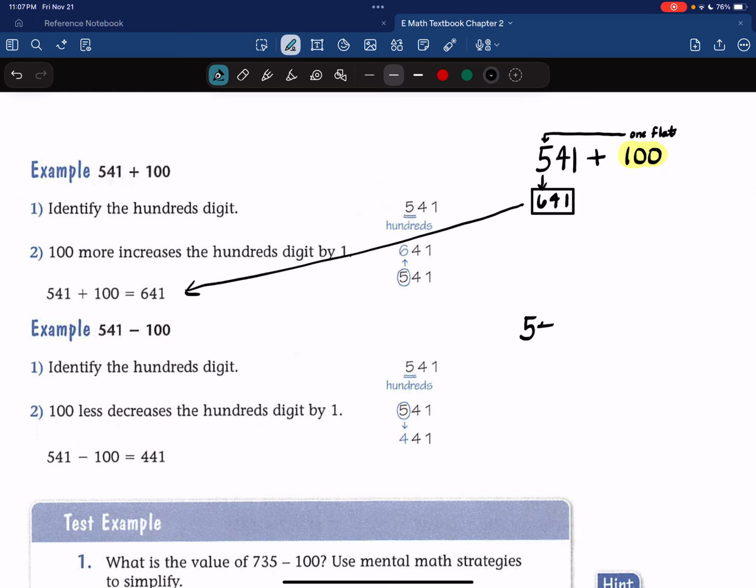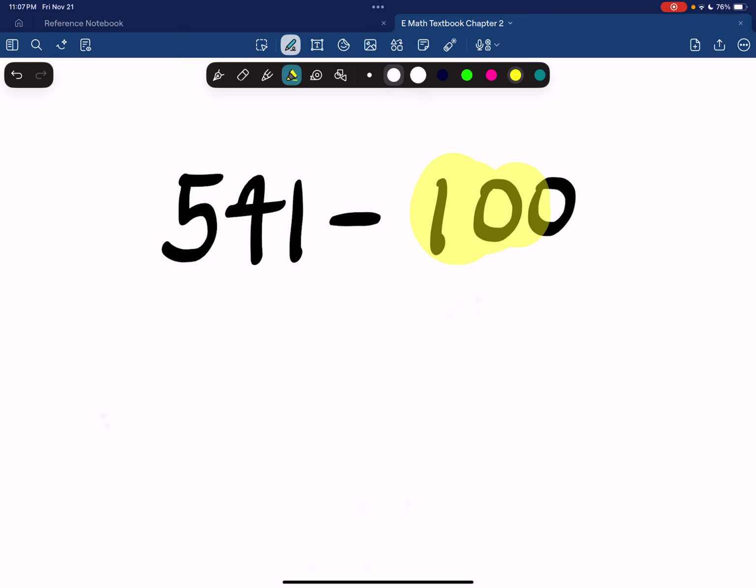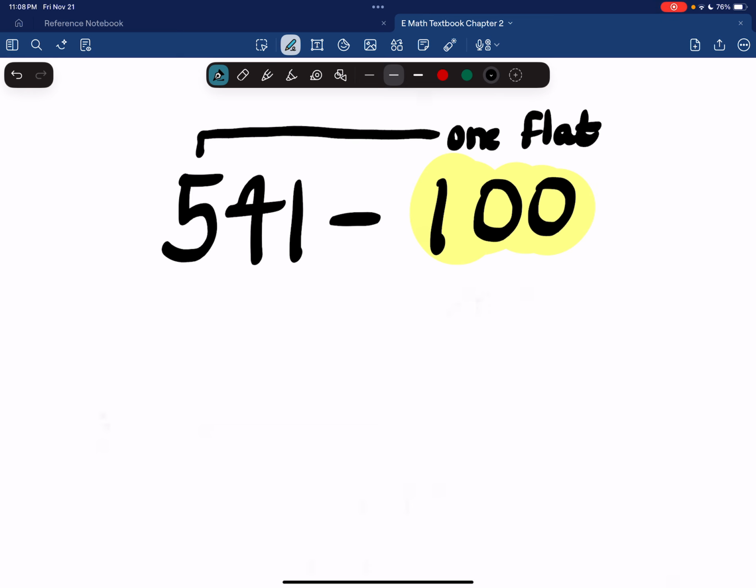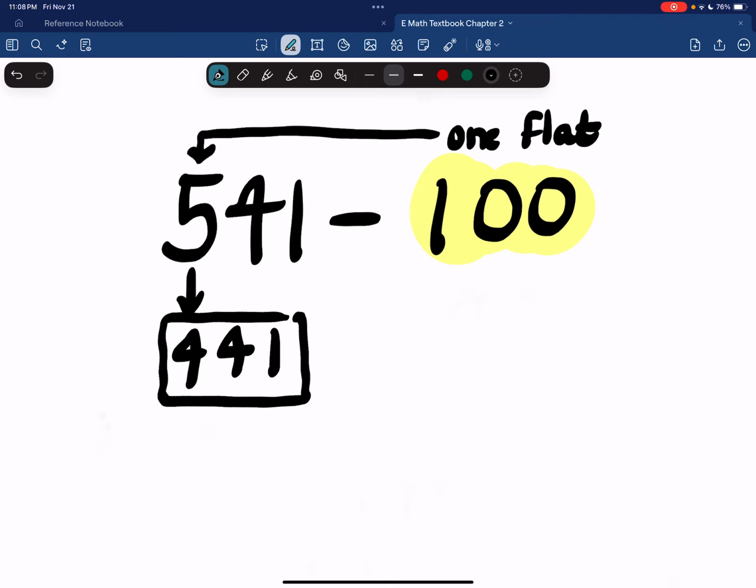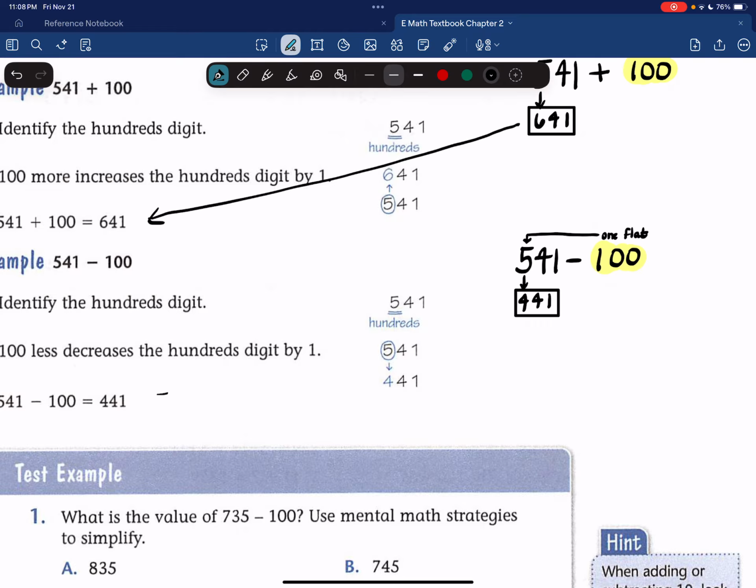Here I have 541 minus a flat. So there's the flat. And I know that my flats are in this column. And this time we're taking 1 away. So that will come down to a 4. And you have 441 as your answer. So you don't need a calculator. You're just doing it mentally, literally in your head.